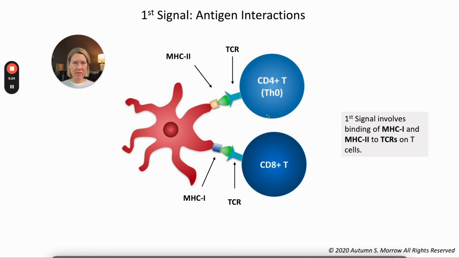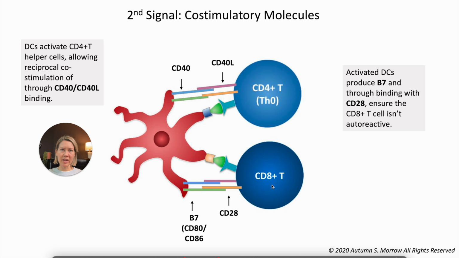So the second signal involves co-stimulation of the T cells to increase the level of activation by the dendritic cell. The binding of CD4 T cells actually stimulates the dendritic cell to begin producing more of these MHC1 molecules and these B7 ligands. This B7 CD28 binding is important for CD8 T cells to ensure that they don't become autoreactive and start accidentally attacking the body's own tissues. Without the second signal, the immune response cannot proceed and results in anergy.